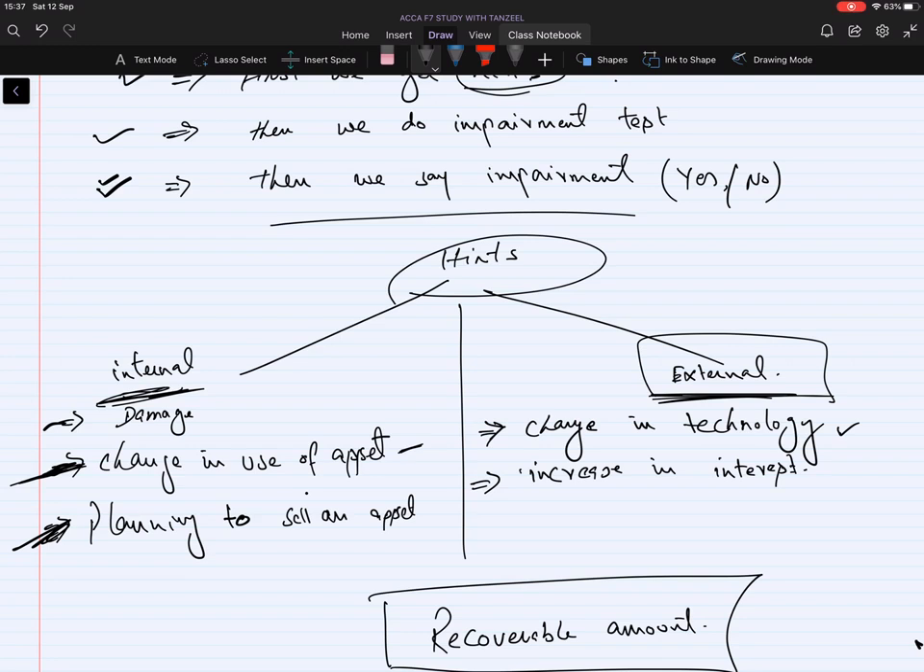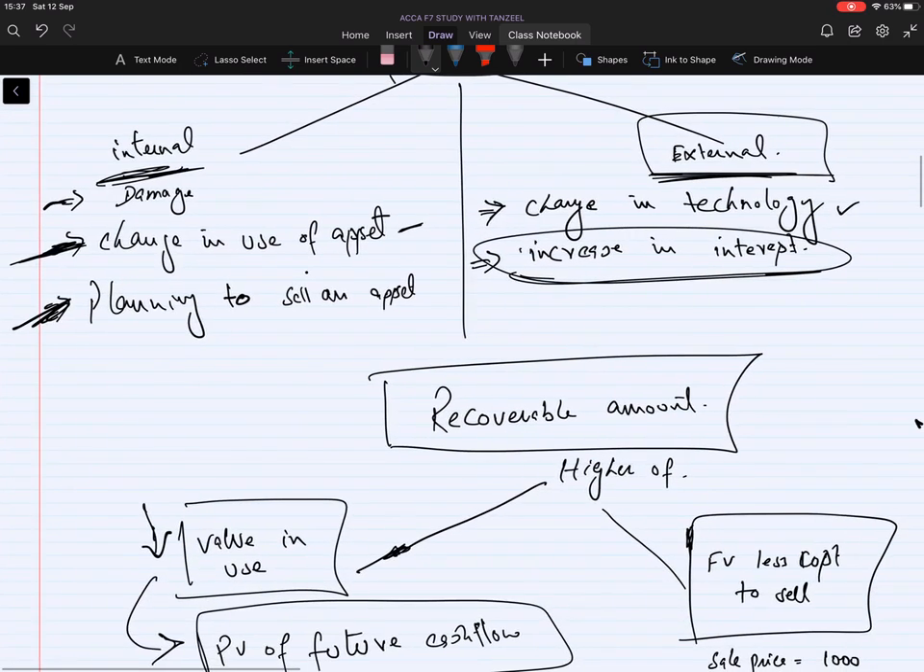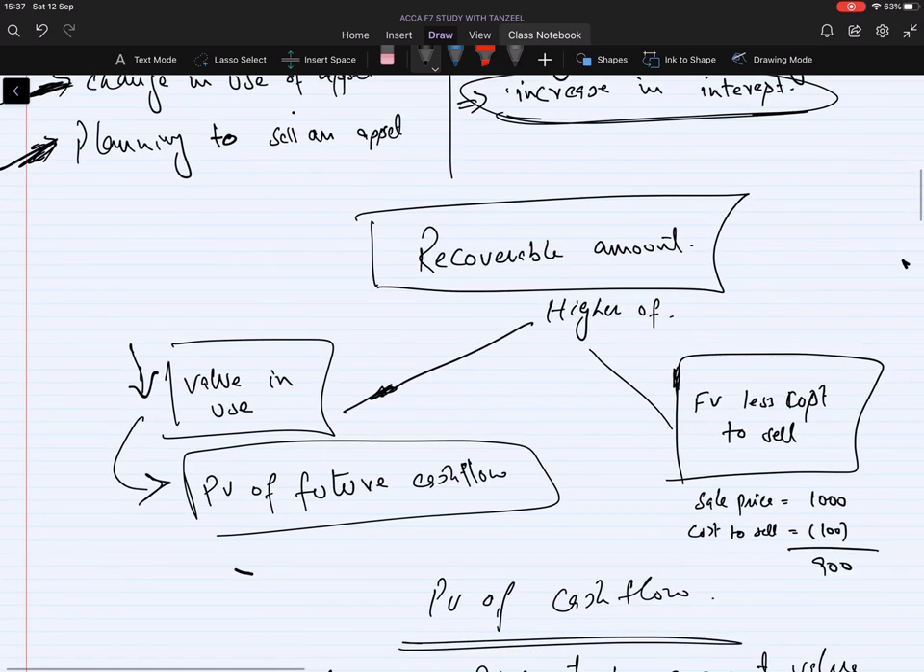Next is increase in interest. Before you read this, I will give you an example. So once we say that there is an impairment, how will we calculate the recoverable amount? We calculate the recoverable amount. Recoverable amount is the higher of either fair value less cost to sell, or value in use, which is the present value of the future cash flows.